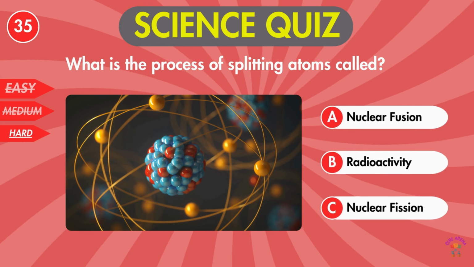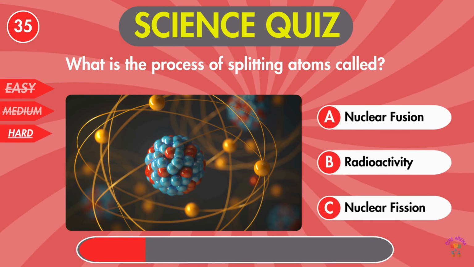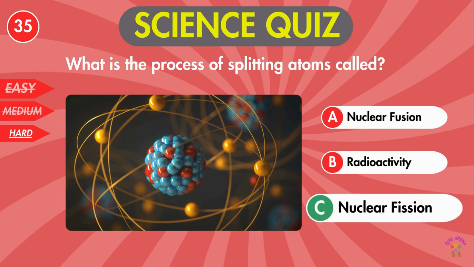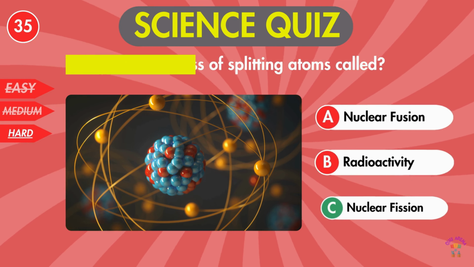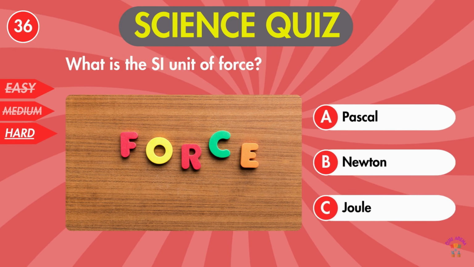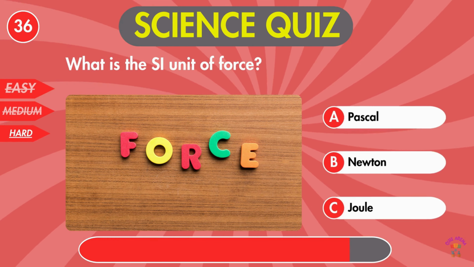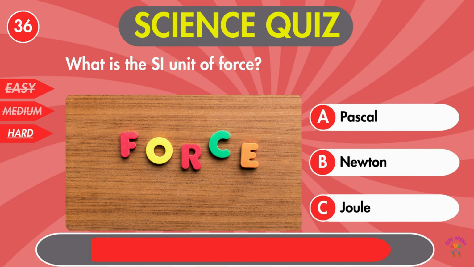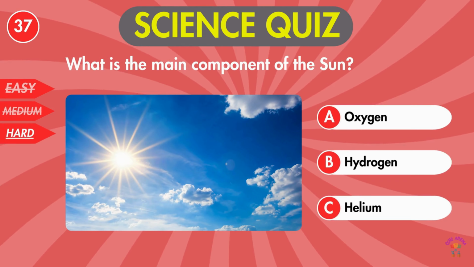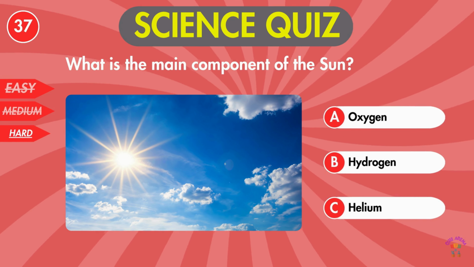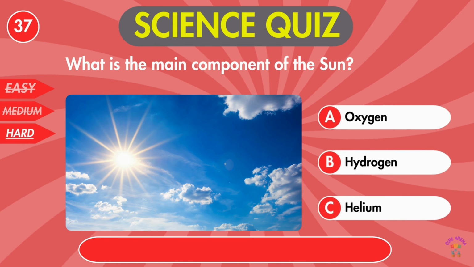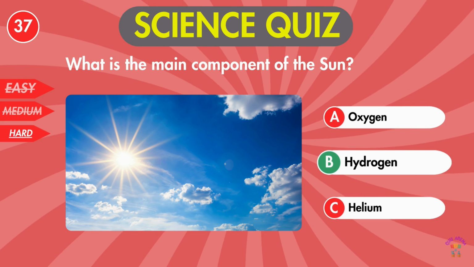What is the process of splitting atoms called? Nuclear fission. What is the SI unit of force? Newton. What is the main component of the sun? Hydrogen.